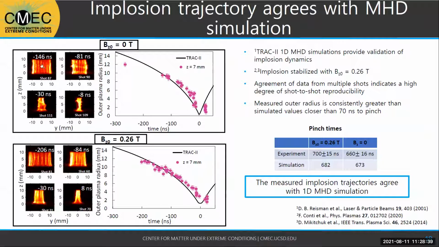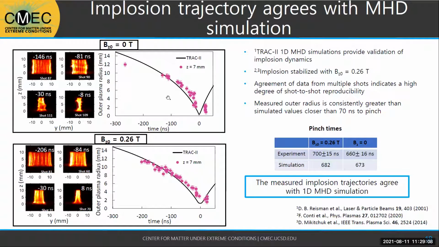Each of these images is one particular shot at a particular time. The top here is without axial magnetic field, and the bottom is with. You can see that it's not crazy unstable without the axial field, but there are these MRT structures showing up. With the axial field, at least qualitatively, there aren't really substantial instability structures forming.